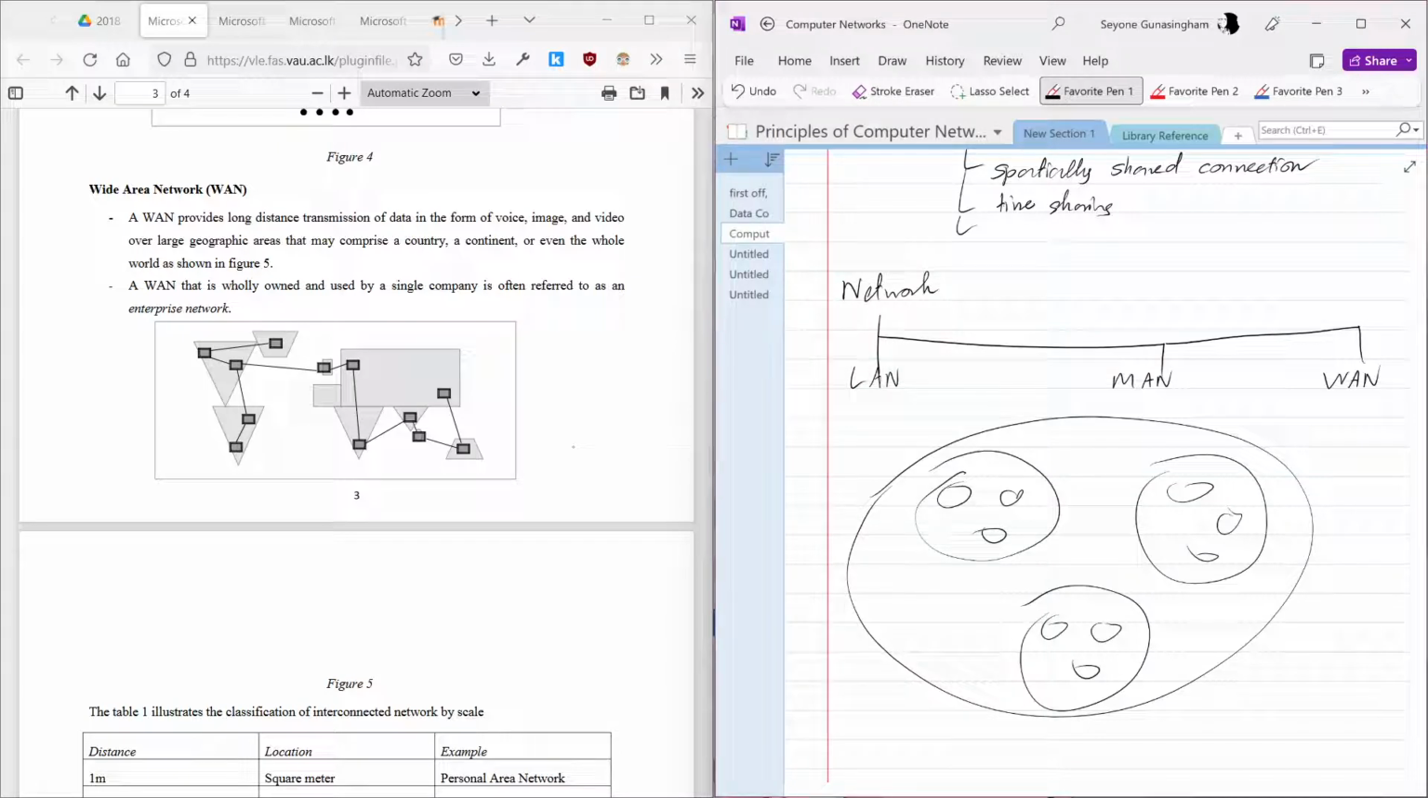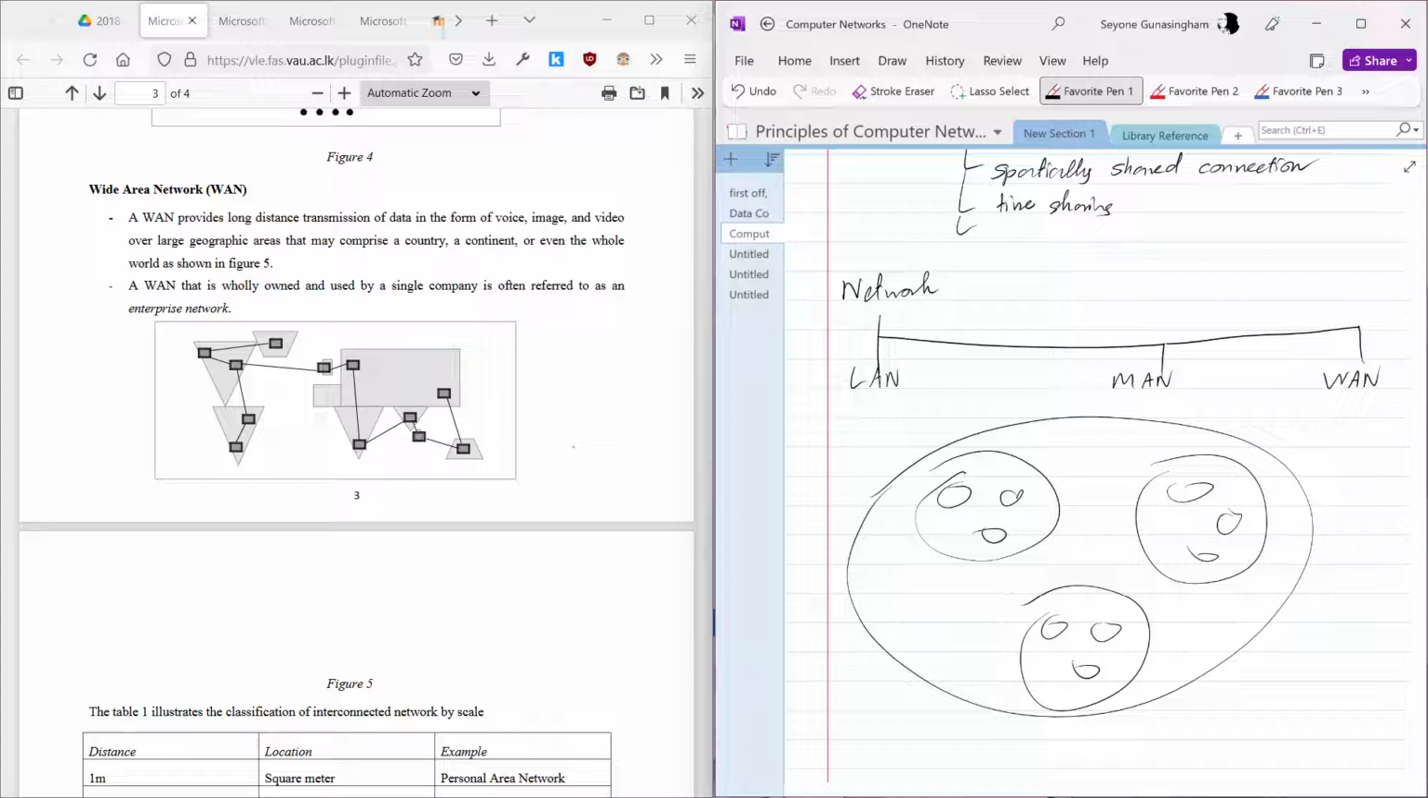Basically the internet. The WAN provides long distance transmission of data across a country, across a continent, across multiple continents, across a planet, maybe even from a planet to another one. I mean, we've got rovers on Mars and they're sending data. We've got a bunch of satellites orbiting pretty much every planet. I don't think we have a satellite orbiting Venus at the moment.